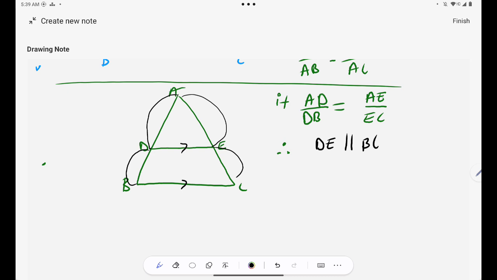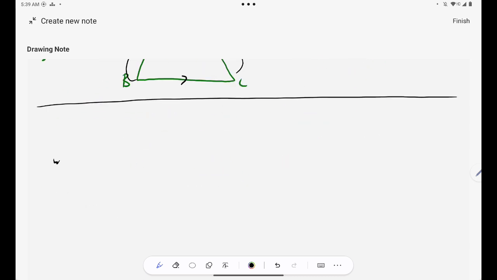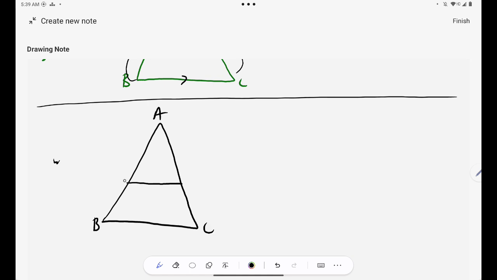Are we together? Okay. Before we move to similarity, let's make some examples. Okay, let's say if we have a triangle like this, we have triangle A, B, C, we have D and E there, and you are told that these two are parallel to one another. Are you together? And then this is 4 centimeters.